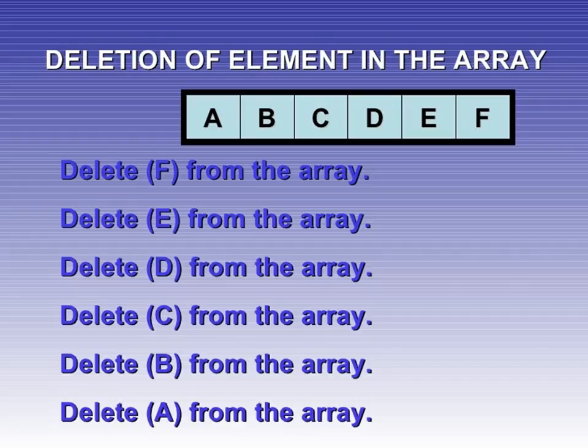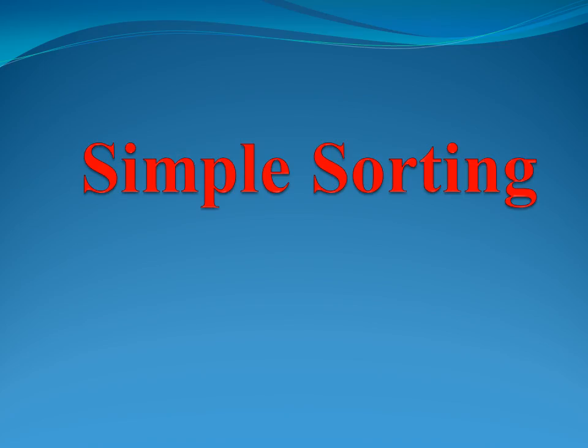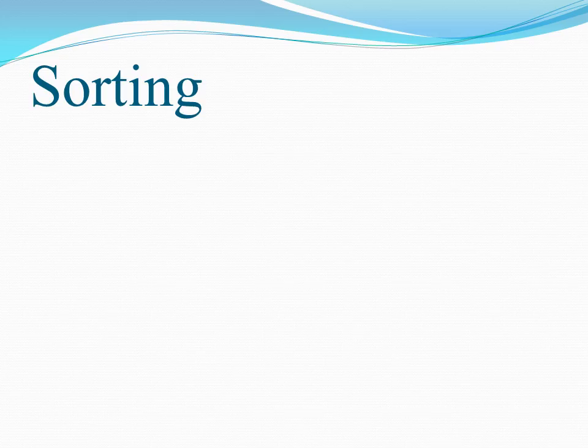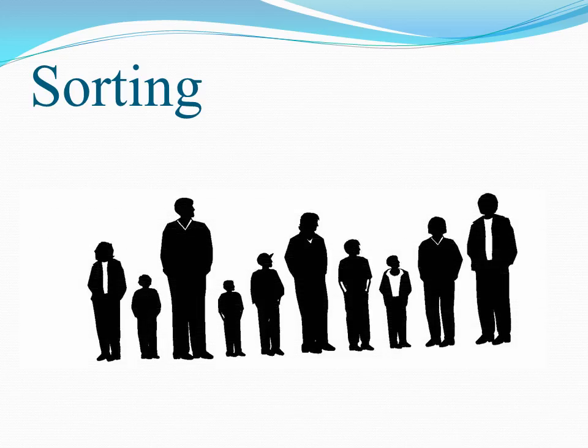And the next remaining operation is sorting. Sorting is nothing but the process of arranging the elements in logical order, either ascending or descending order. Here we need to compare the first element with the second element. Suppose you want to arrange the elements in ascending order. We need to compare the second element with the first element. If the second element is smaller than the first element, we need to interchange the two elements. If the second element is greater than the first element, we keep it as it is.